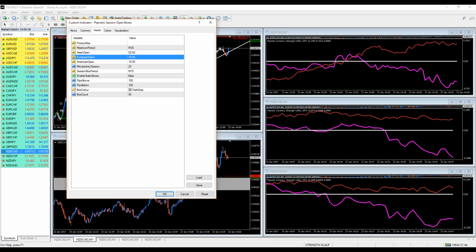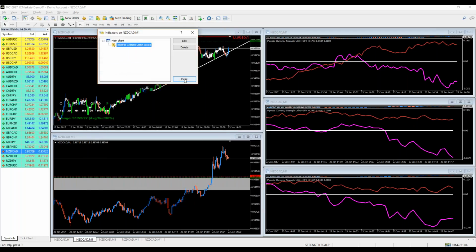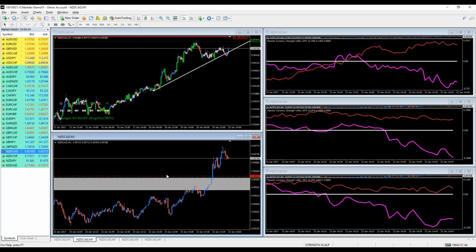The boxes did not show up on your chart. Okay, maybe I should log onto your computer and have a look. It shouldn't happen. It's a very, very simple indicator. It doesn't require anything special. It reads the same product key as the other indicators, so if the other indicators are running, then this one should also run.